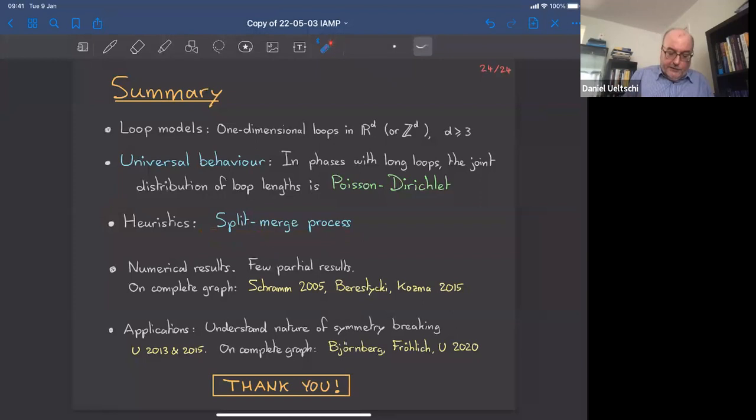I mentioned some numerical results. There are some results on the complete graph. And so one application is to understand the nature of symmetry breaking. And on the complete graph, we have some explicit calculations with Jakob Björnberg and Jörg Fröhlich, which I did not have too much time to explain.